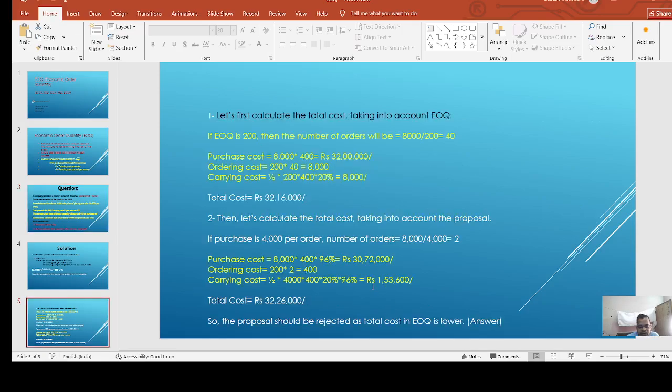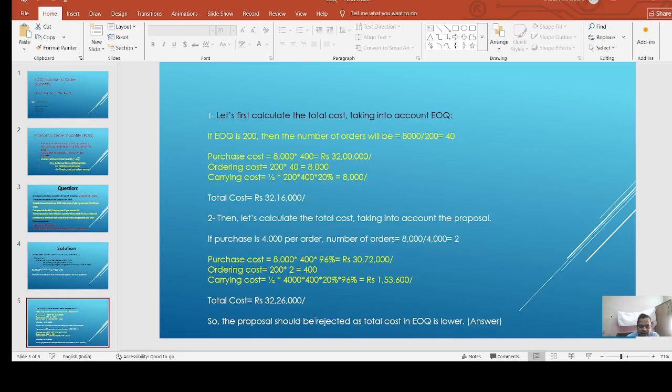If you multiply, it comes out to be 1,53,600. Let's add purchase cost, ordering cost plus carrying cost. The total cost comes to be 32,26,000. So if the company sticks to the EOQ level, then the total material cost will be 32,16,000. If the company purchases as per the supplier's proposal, it comes out to be 32,26,000. So which is lower? 32,16,000, which means as per EOQ it is 10,000 rupees lower if the company buys at EOQ level.